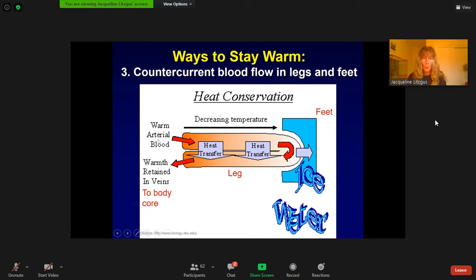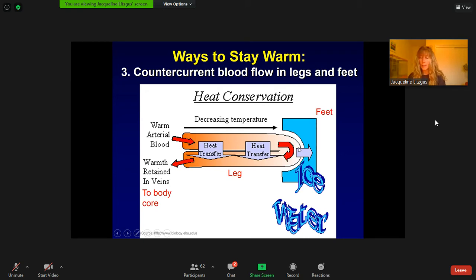But we have the warm arterial blood from the core of the body. And then here we have the foot. It's down at this end, the feet of the bird, and the cold temperature is here. So this is the leg of the bird. We have the warm arterial blood flowing, and then the blood going back in the veins. So what happens is, because these blood vessels are in close contact, heat can be transferred, right? The heat moves to the colder area. And so you end up with a gradient of temperature across the leg. So it's warmer here and colder down here at the foot, right?